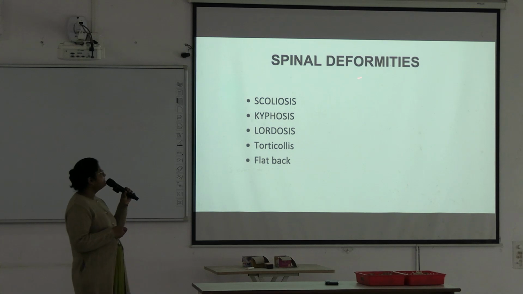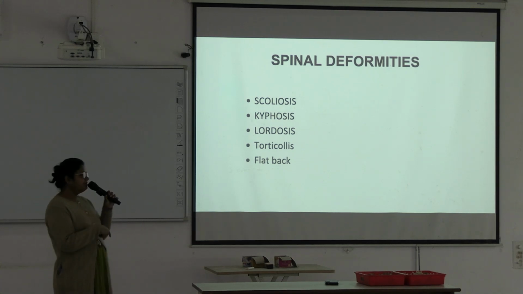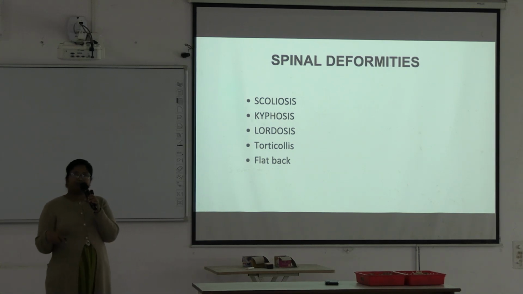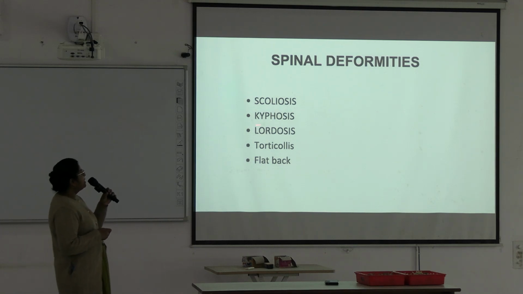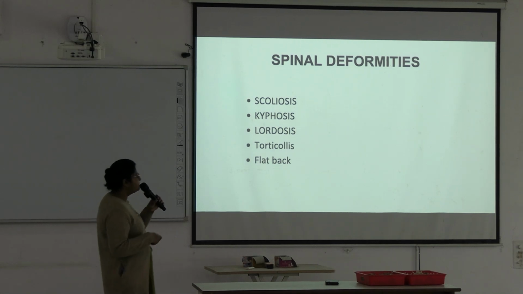These are the important spinal deformities. All of them can come as a short note. First is scoliosis, kyphosis, lordosis, torticollis and flat back. All these we will discuss. First we will discuss scoliosis.